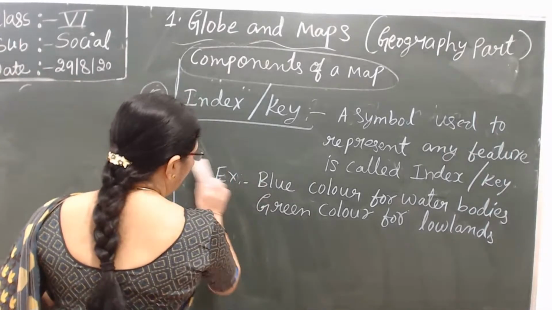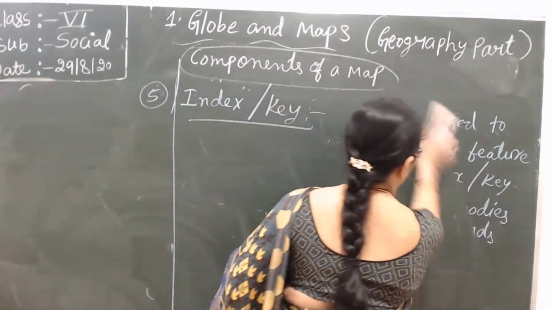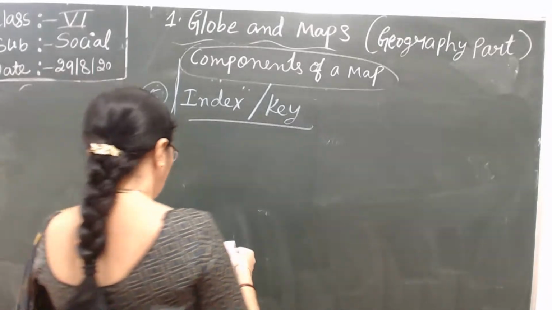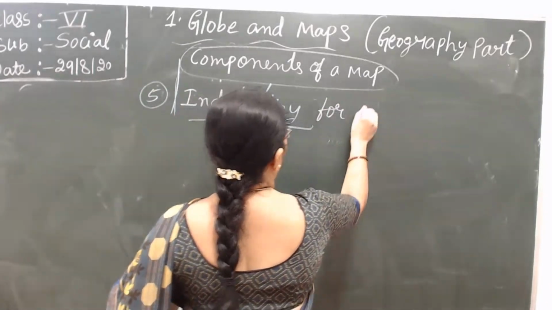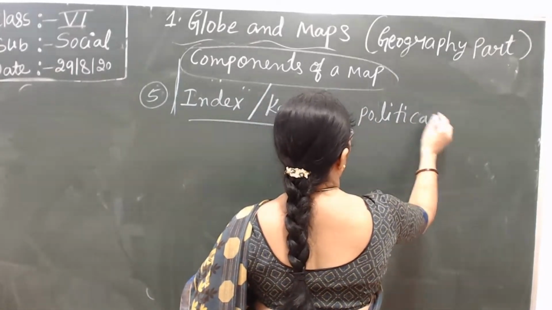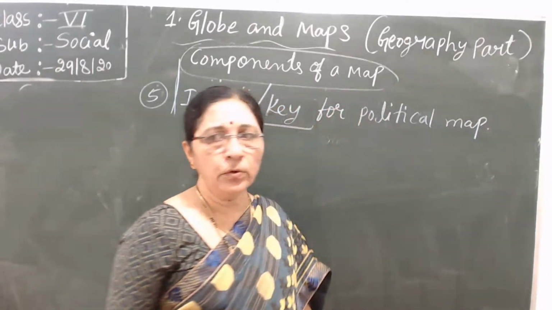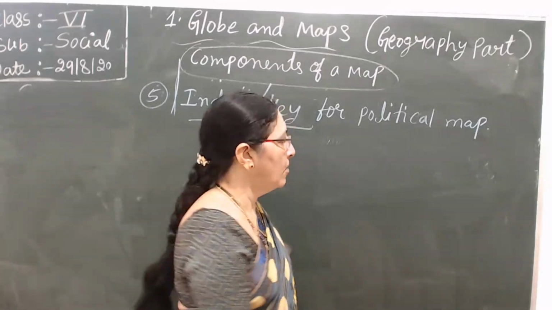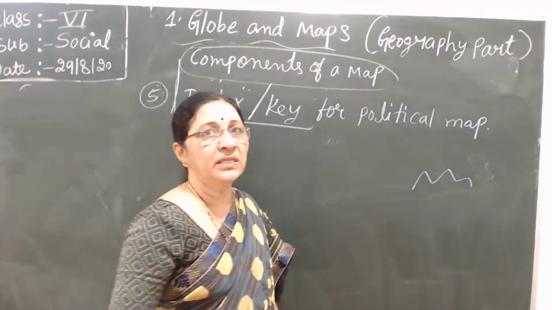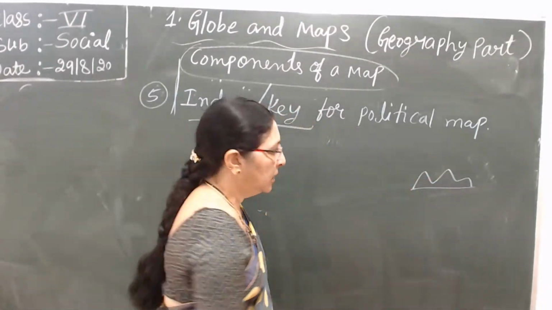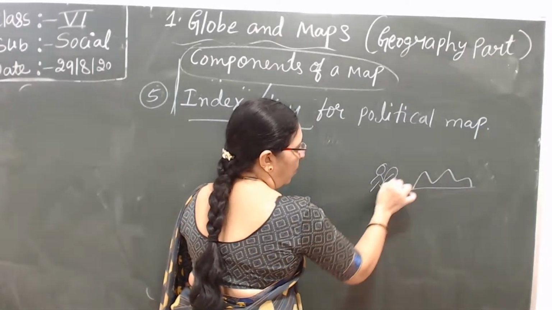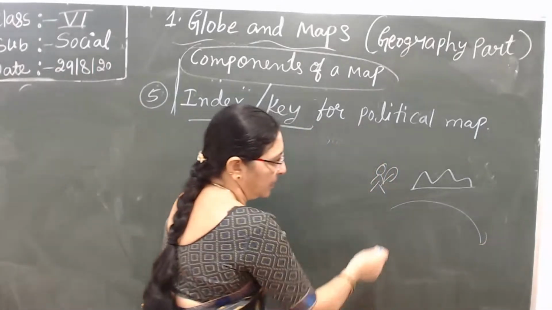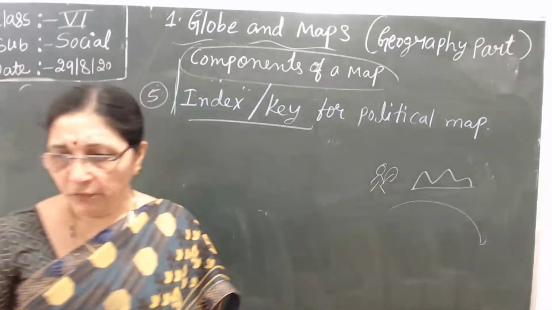Next, index key for political map. See children, when you are going on a journey or a trip, there are some symbols on the road, yes or no? Some put arrow marks. For example, a hill symbol. Sometimes they show a boy, and a school symbol means there is a school. One more symbol they show is a curve, telling that the road is curving. It is a symbol on the road.